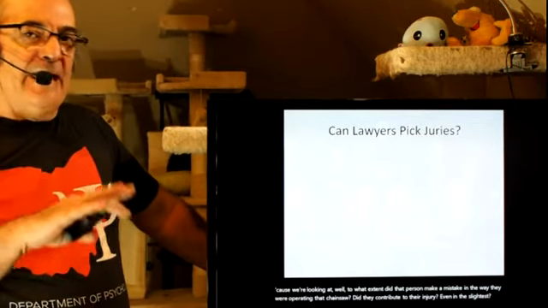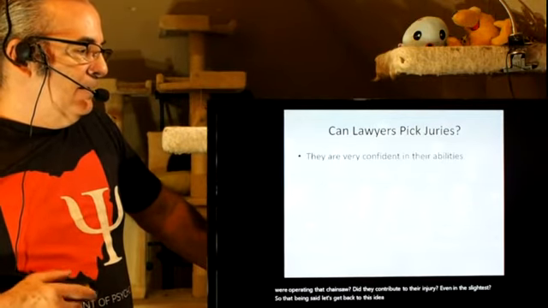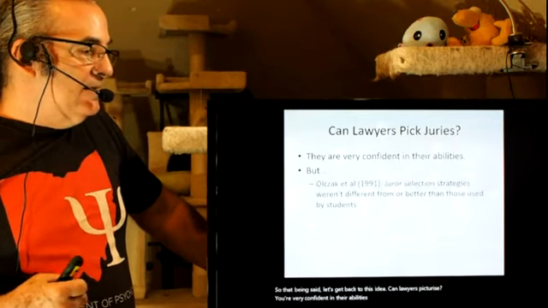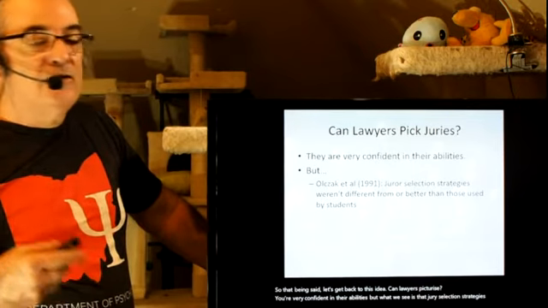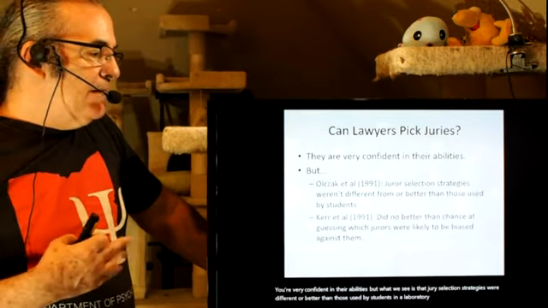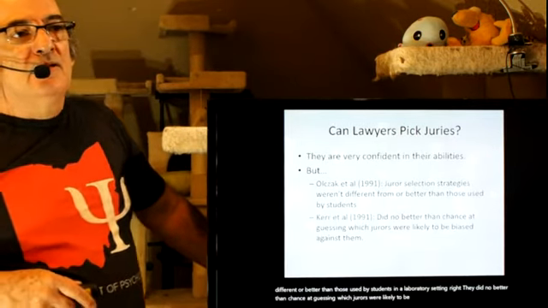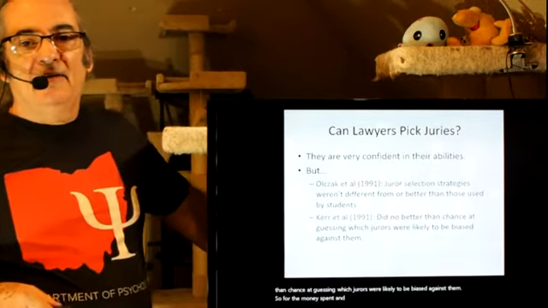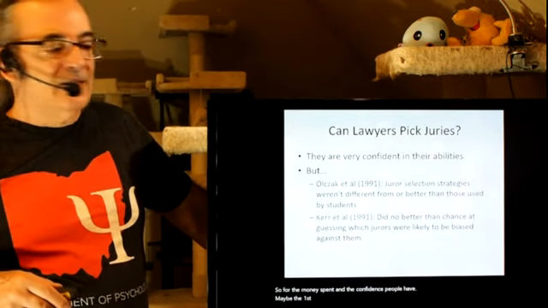So, that being said, let's get back to this idea, can lawyers pick juries? Well, they are very confident in their abilities, but what we see is that jury selection strategies weren't different or better than those used by students in a laboratory setting, right? They did no better than chance at guessing which jurors were likely to be biased against them. So for the money spent and the confidence people have, maybe that first 12 called is just the way to go.